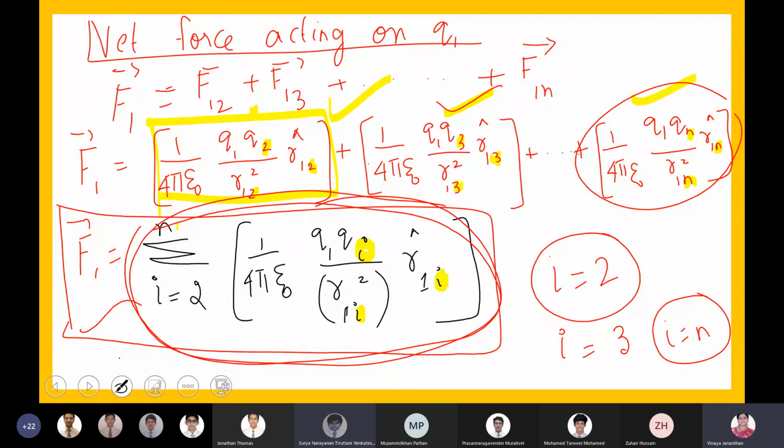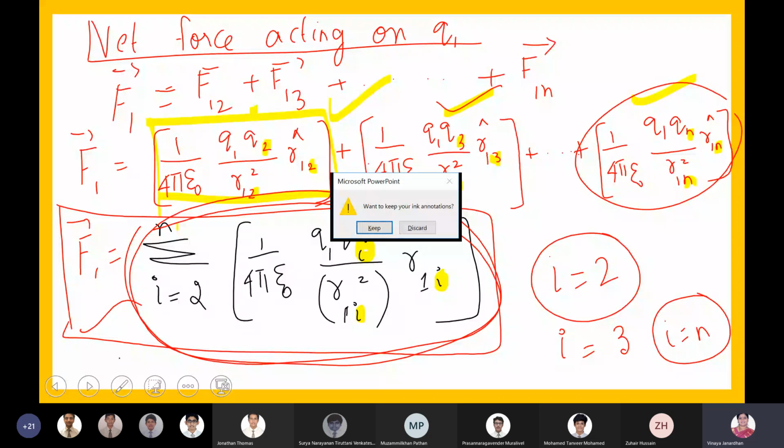Ma'am, we learned this as sigma. Yeah. Once you practice, you will understand. Have you completed? Yes, ma'am. Okay, I'll go for a textbook question.